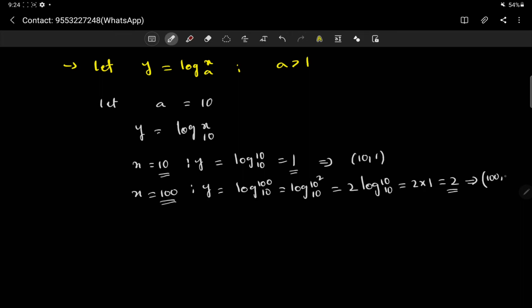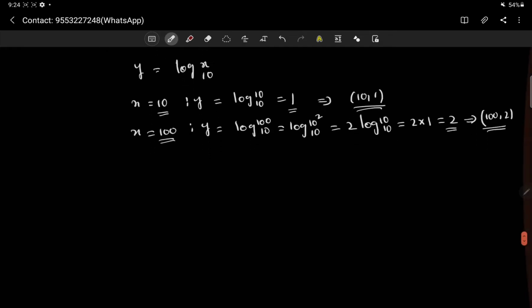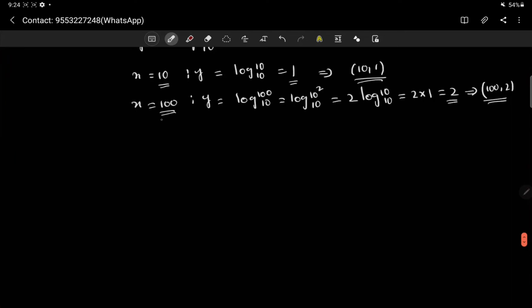Taking x value as 100, we are getting 2. Okay, so you see here, based on these 2 points on the curve y is equal to log x base a, we are going to take its graph. Before that I want to take one more point. When x is equal to 1, what about y value?